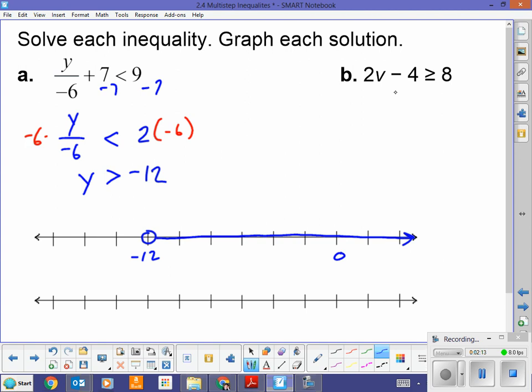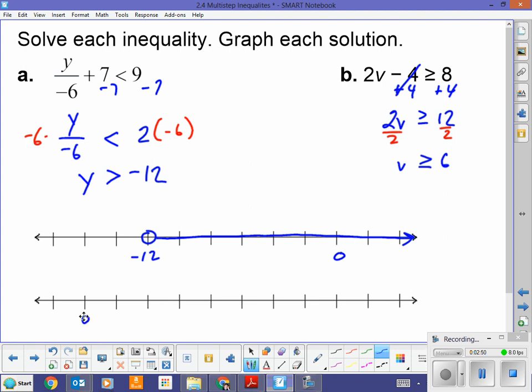Example B, two steps again. First, I have to add 4 to both sides. That leaves me 2v is greater than or equal to 12. And then dividing both sides by a positive 2, I'll get left with v on the left greater than or equal to 6. Now, in this case, of course, I do not reverse the inequality symbol around because I am dividing by a positive number. Okay, so v is greater than or equal to 6.